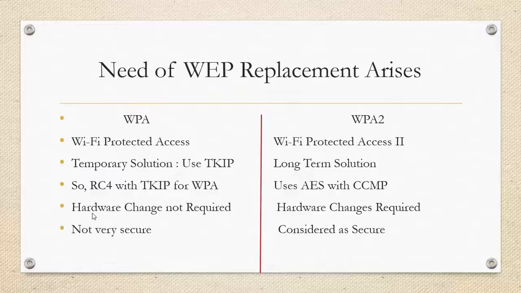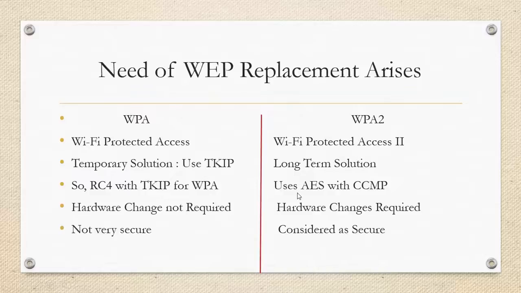As it was a temporary solution, after WPA, IEEE built WPA2, which was a long-term solution. And this is what we use in most of the routers nowadays. One of the disadvantages of WPA2 was that a hardware change was required. So all the routers from the old times which had WEP would need to be changed in order to support WPA2. All the new routers come pre-configured with WPA2.